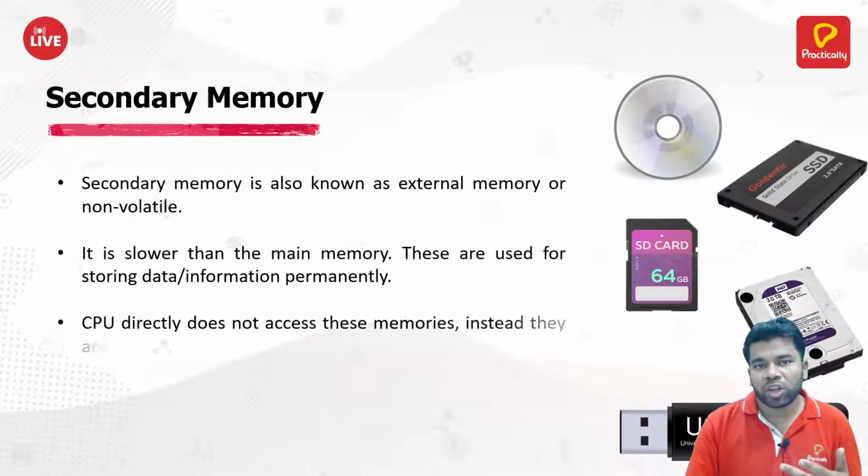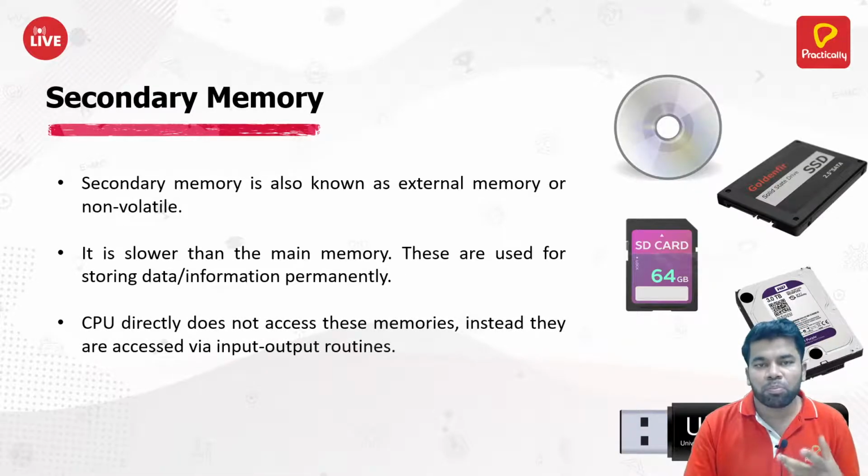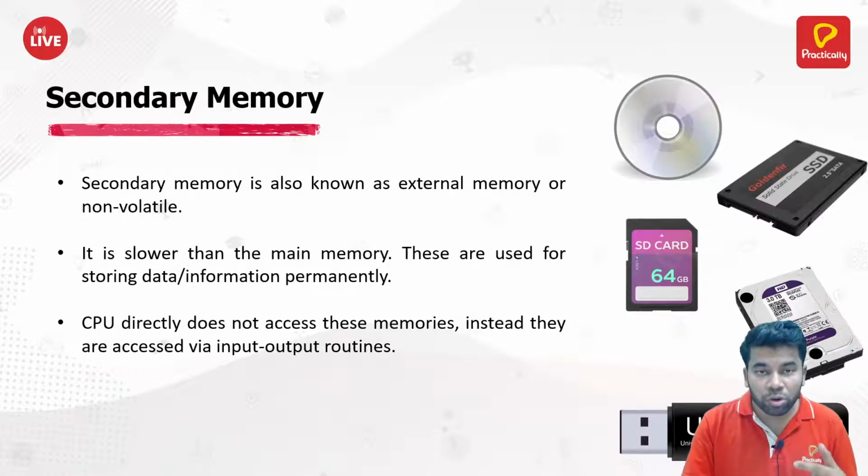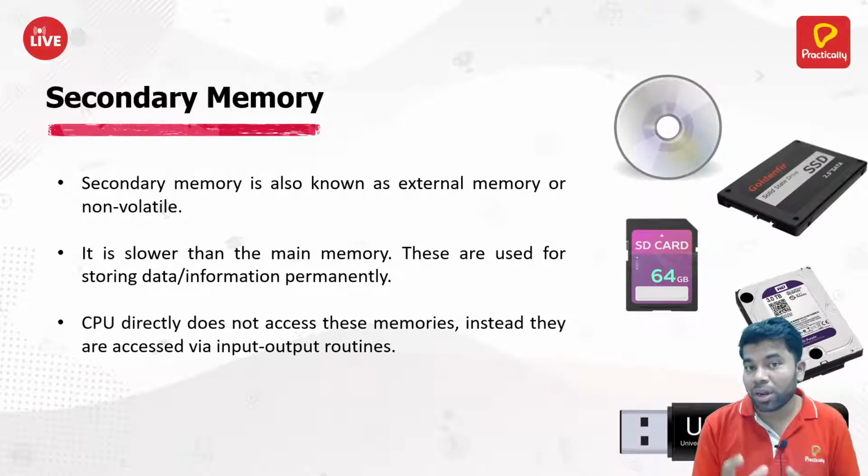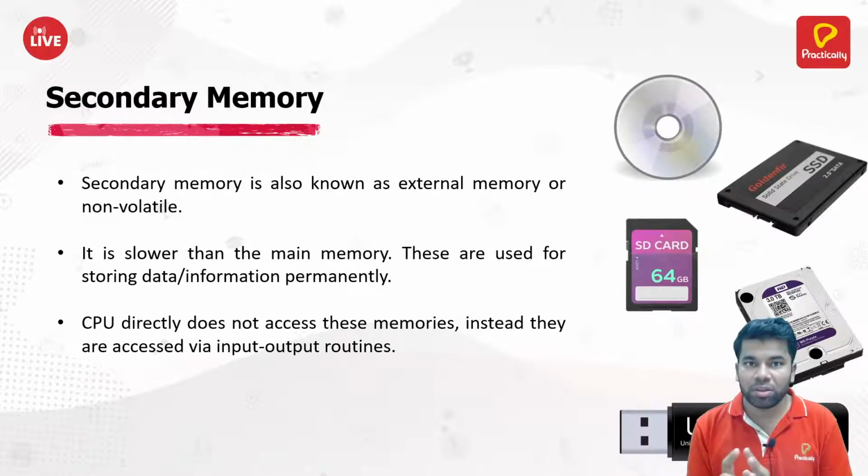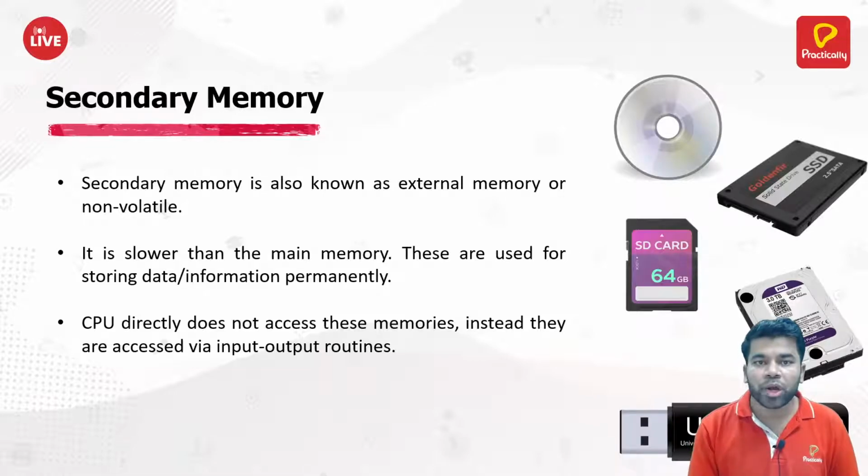One of the main properties here is that the CPU is not going to directly access the data available in these devices. To access the data, the CPU has to use the input and output routines. So these are examples of secondary memory devices: CD-ROM, SSD, SD card, hard disks, and USB.